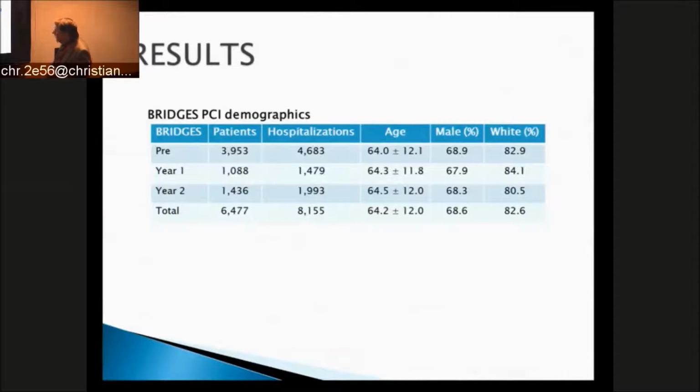So these are the demographics. There were almost 4,000 patients pre-bridges with over 4,600 hospitalizations. So this is the analysis taking into account the fact that some people are hospitalized more than once. And then year 1 and 2, you can see that the age is pretty similar for the three components. The distribution of males is pretty much the same. There's somewhat fewer whites in year 2, but it's fairly similar.